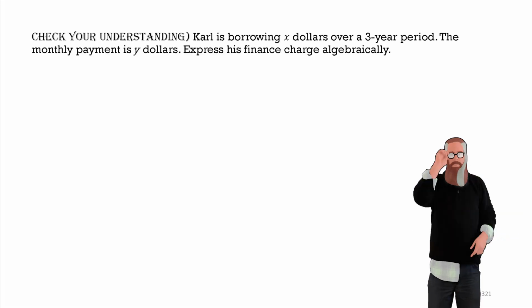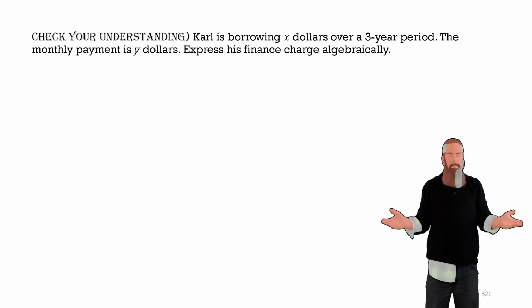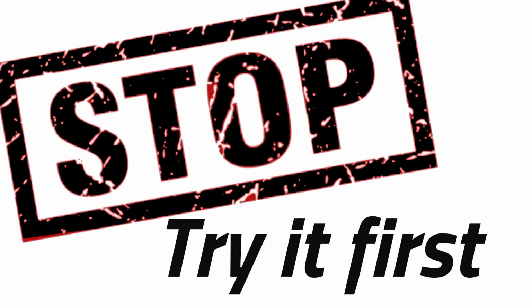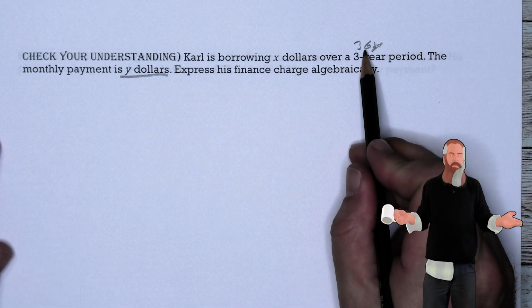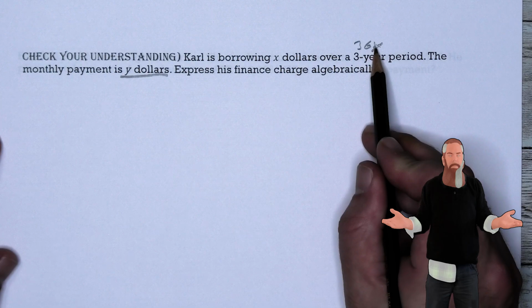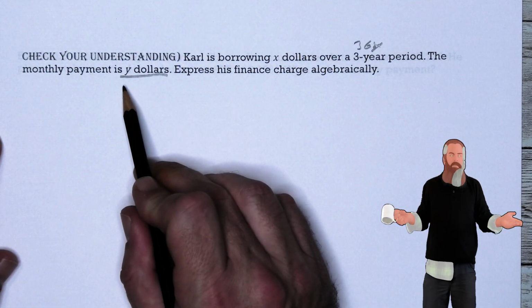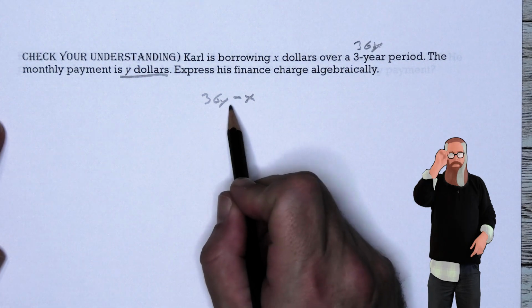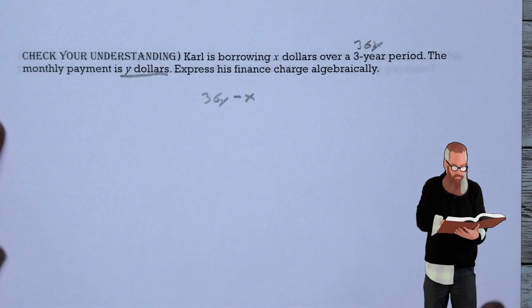Let's check our understanding of this. Carl is borrowing X dollars over a 3-year period, and the monthly payment is Y dollars. Express the finance charge algebraically. 3 years is 36 months, and so the total payment made is 36 times the Y dollars paid every single month. So 36Y, the total amount paid back, minus X, the dollar amount borrowed.